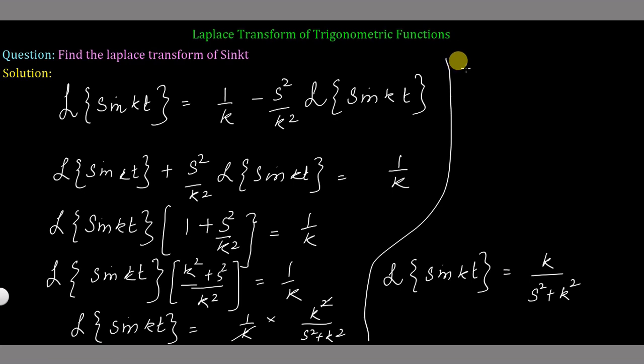Similarly, you can solve the Laplace transform of cos kt and you will get the answer s over s square plus k square. In the same way, you can calculate the Laplace transform of the trigonometric function cosine kt. So the answer will be this one.